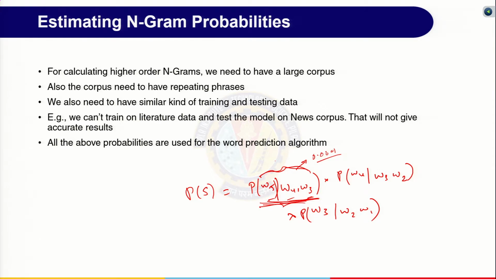And also the other problem we might have is that if you are trying to build this language model on one kind of data, let's say you are using literature data, and then you have built this model, now you are given a news corpus. If you try to test this model on a news corpus, then it will fail pretty badly, because in the news corpus the way the words are distributed is quite different compared with the literature data. So we also need to be sure what kind of data we are training on and what kind of data we are testing on.